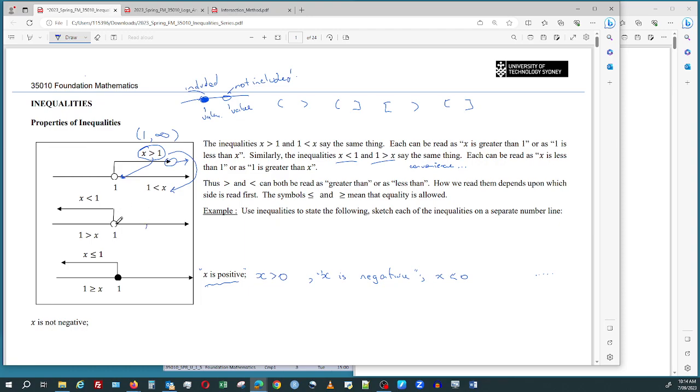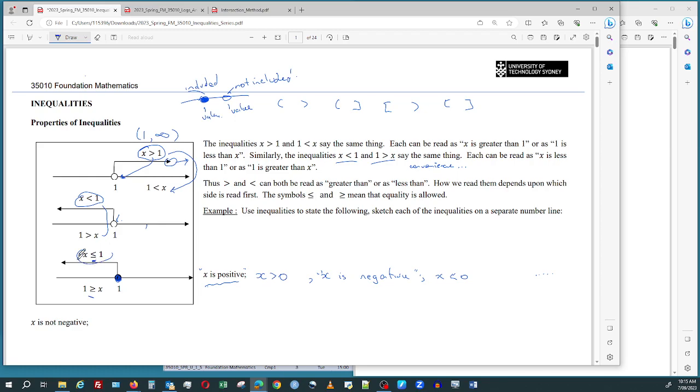So what about this guy here? X is less than 1. So again, not included, denoted by the circle, and so it represents all the numbers going that way. What's the other form? 1 is greater than x, so 1 is the boundary. It's on the left-hand side, so it's the boundary. All the numbers fall below 1. In this particular one here, we've got x is less than or equal to 1, so 1 is included, so we see that it's coloured in. And the symbol is included.